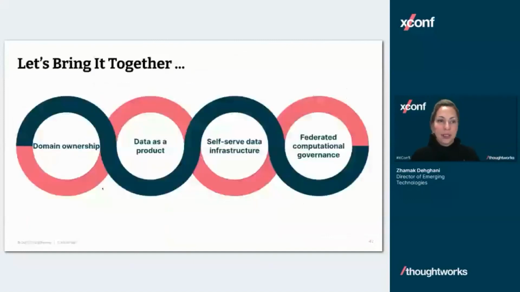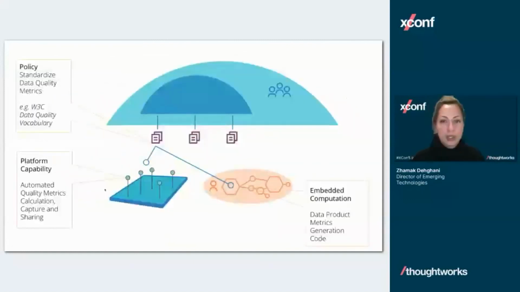So here I have an example of, let's say we want to standardize how each data product expresses its quality metrics. And there is a W3C data quality vocabulary. Let's say we look at that, we like it, we take some of those metrics in terms of completeness, in terms of compliance with existing standards, in terms of quality, integrity, and so on, timeliness, duration, retention, and so on.